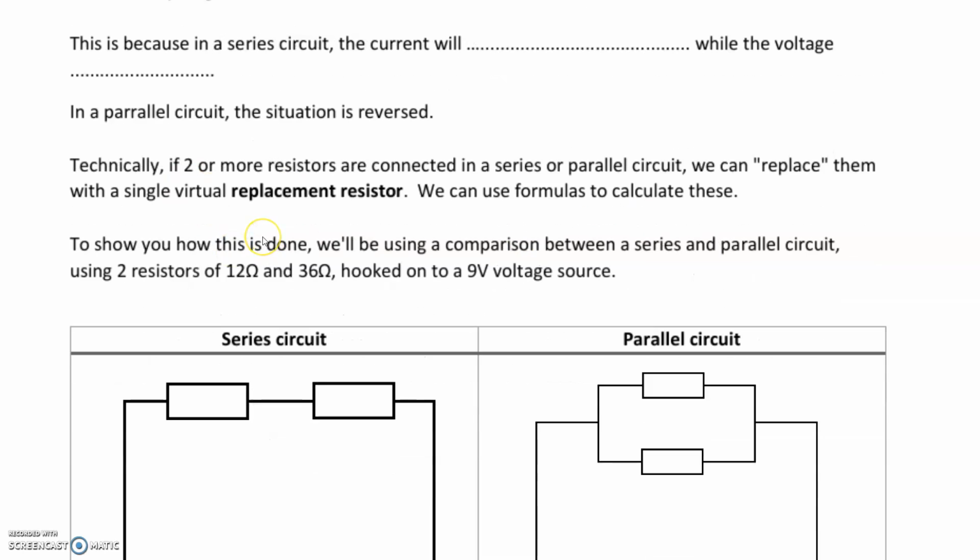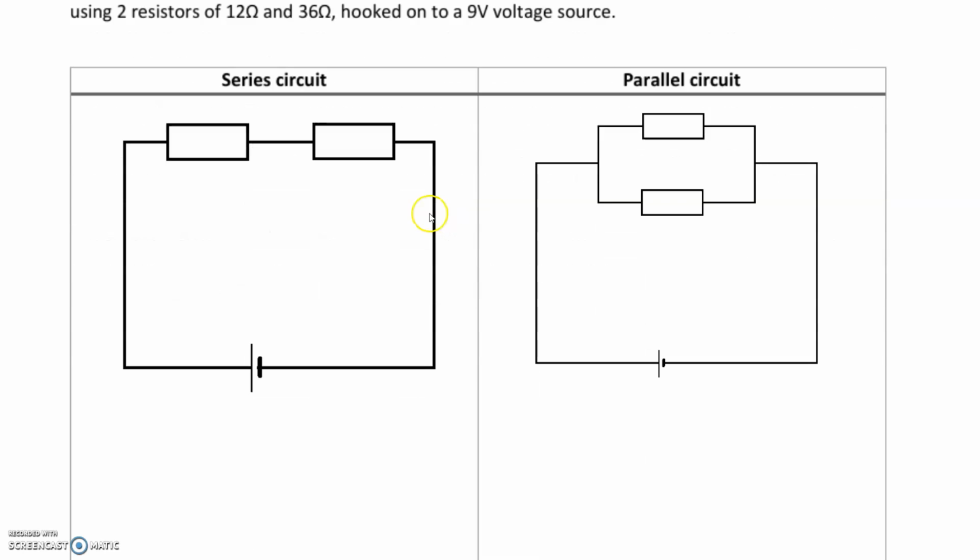Now, in order to understand what is going on, I'm going to draw a few of these things onto my circuits, just so you can understand what is going on. Technically, when you have multiple of these resistances, you could replace them with a single virtual resistance, for lack of a better word, which will be called a replacement resistor. And you can use formulas and equations, etc. to calculate these. But in order to understand, let's first look at our series circuit.